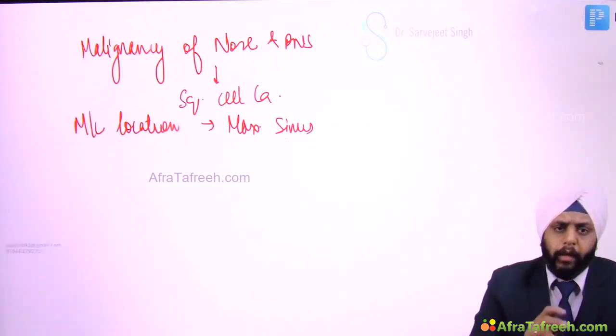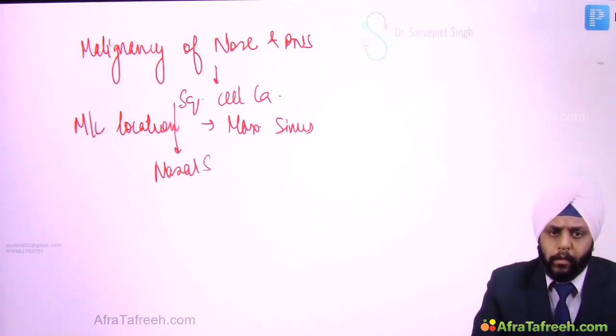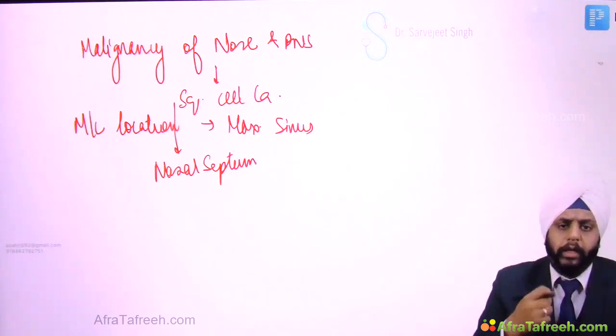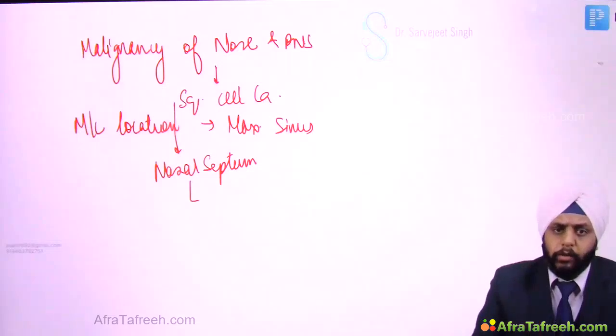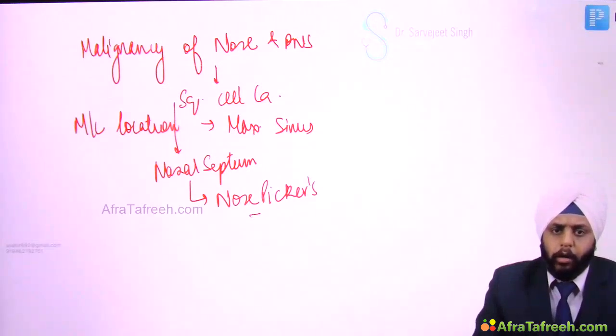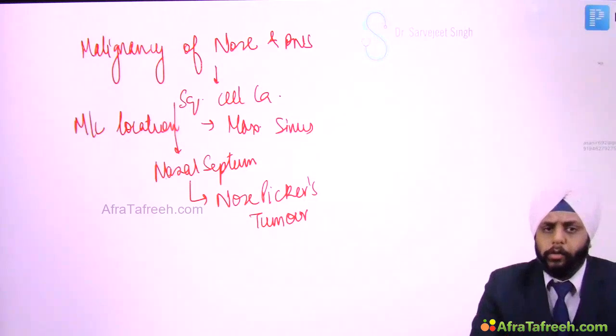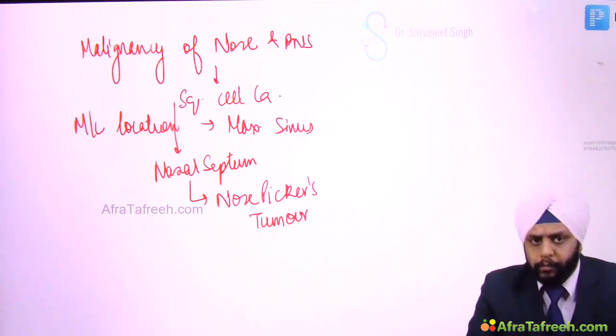Okay, remember, we also have squamous cell carcinoma on the nasal septum, anterior nasal septum, and that's because of repeated irritation. Okay, we call it nose picker's tumor. So if there is a squamous cell carcinoma on the nasal septum, anterior nasal septum, it is known as nose picker's tumor because it is generally due to repeated nose picking, right?